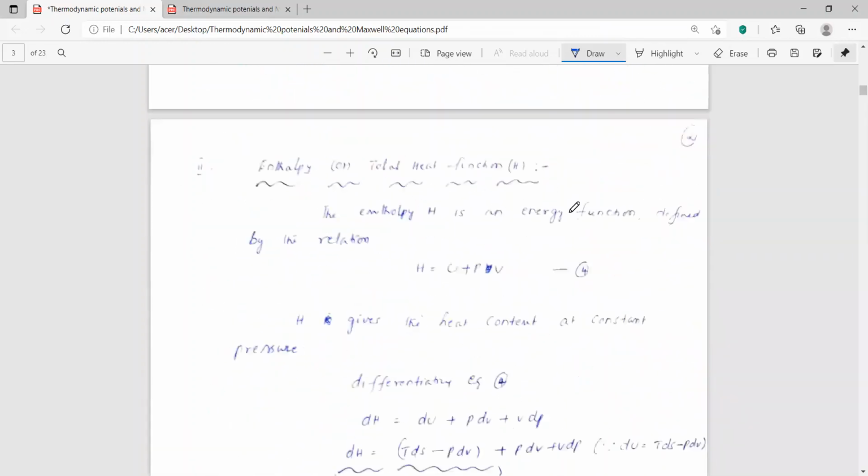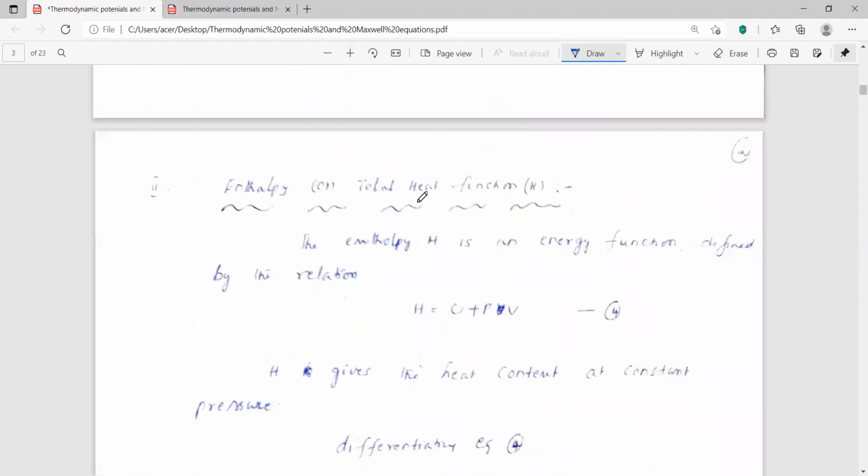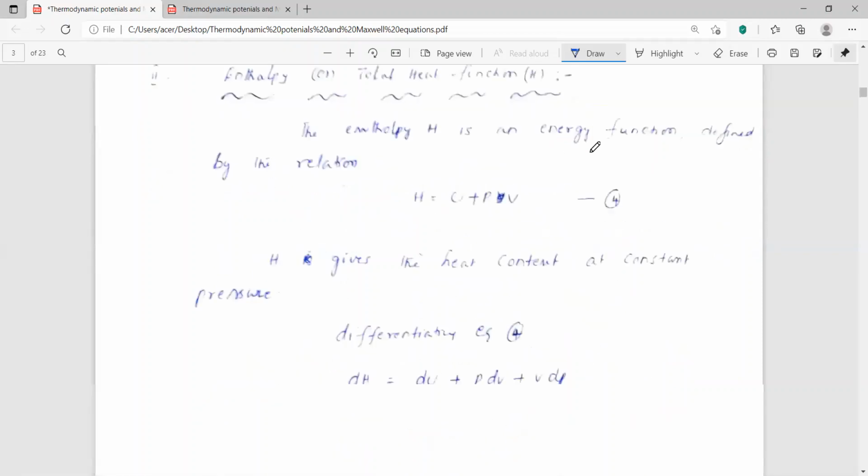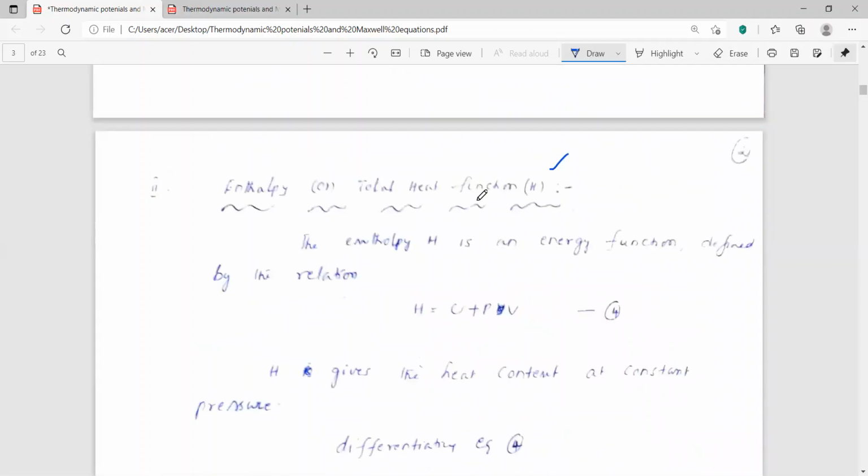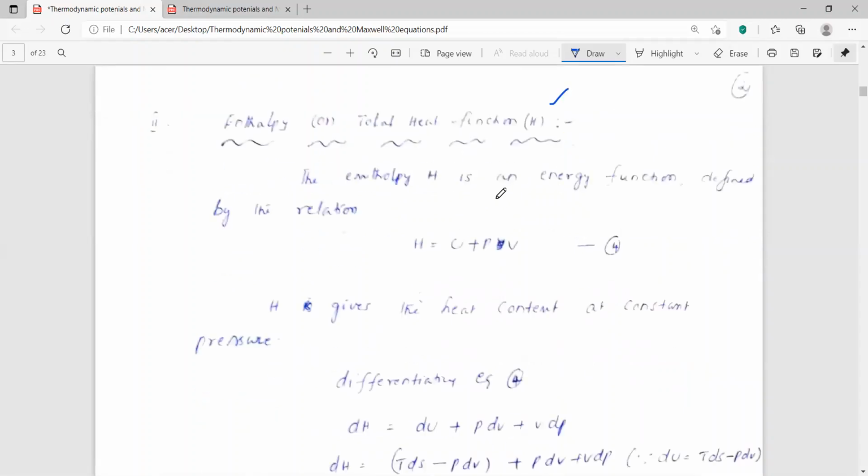Now we move on to another thermodynamic potential. What is that? Enthalpy, or total heat function. This can be represented by the letter H. Now we can see what enthalpy is. This is the total heat function of a system, so we can write a relation for enthalpy as H equal to U plus PV. As you know, U is the internal energy of the system.